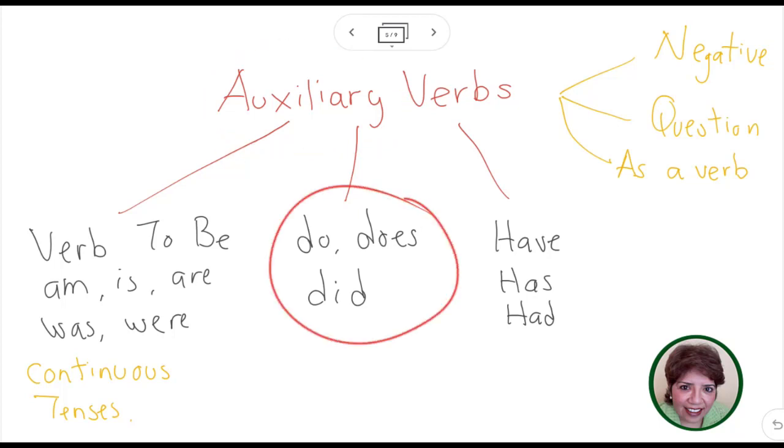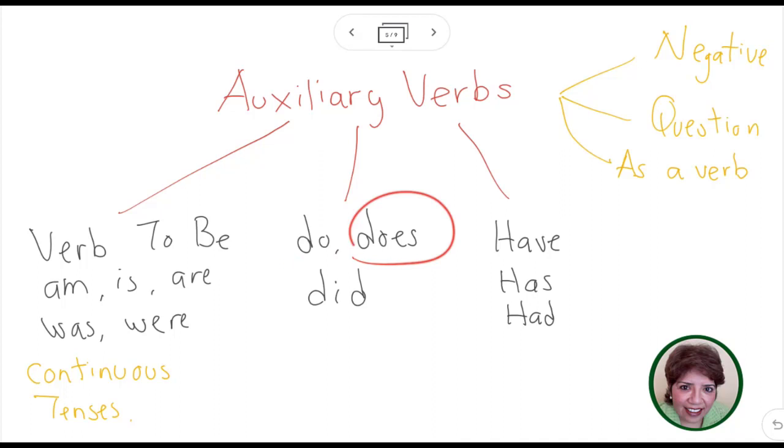El verbo do, does, también tú puedes decir I do, yo hago. She does, ella hace. They did, ellos hicieron. Pero este verbito junto con otro verbo te puede ayudar a identificar si una oración es negativa, si es una pregunta, ¿verdad? I don't play. I didn't play, ¿sí? Y entonces está auxiliando a un verbo para hacer una oración negativa o una pregunta.